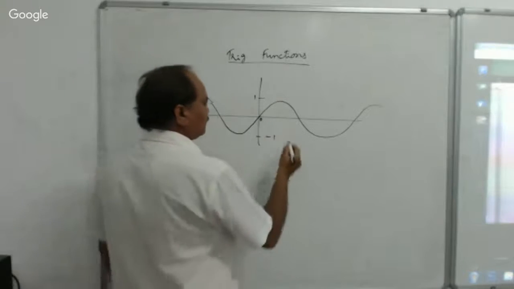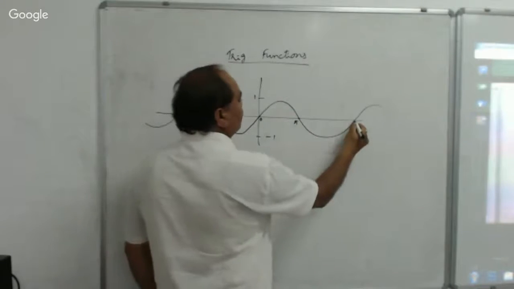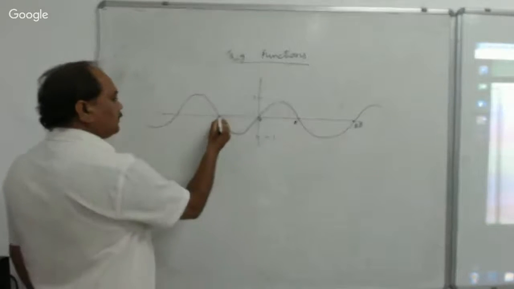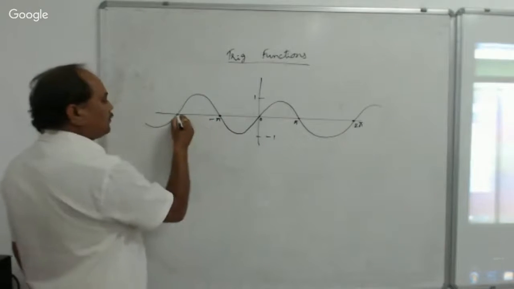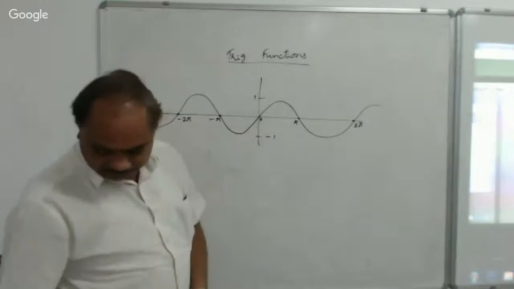Here sin 0 is 0, sin pi is 0, sin 2 pi is 0, sin of minus pi is 0, sin of minus 2 pi is 0, and so on.